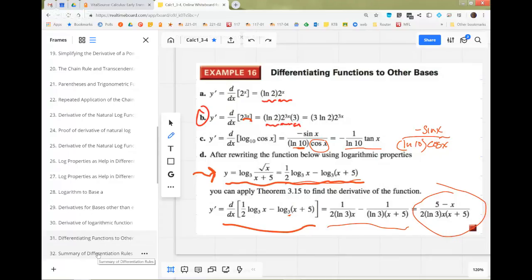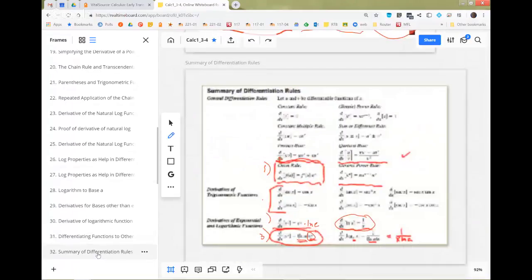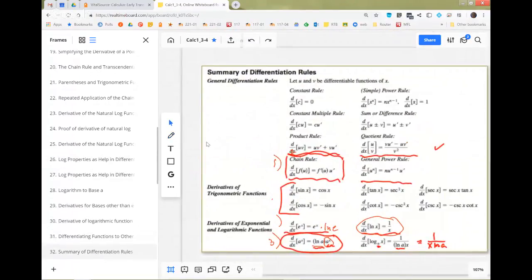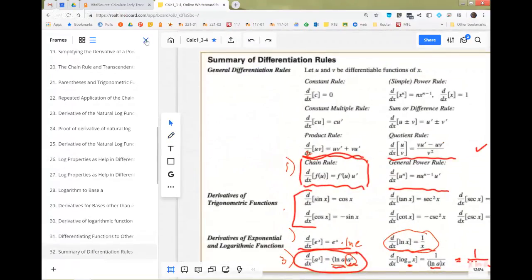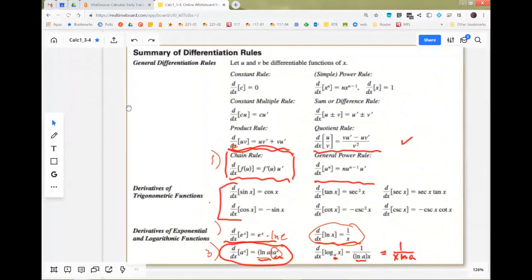Well, that's it for new derivatives. You'll see in the book that brings us to this page. It's called the Summary of Differentiation Rules. Let's just go through them. We got the derivative of a constant is 0. The derivative of x to the n, and so this is the power rule up here.